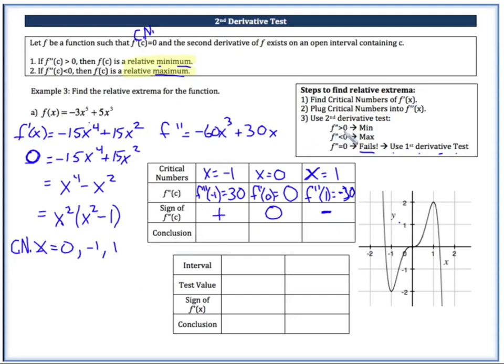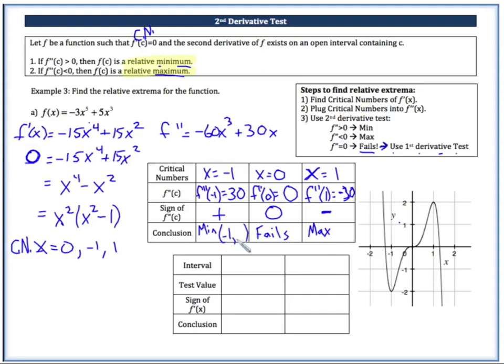It says if f double prime is greater than 0, then it's a minimum. Greater than 0 and positive are the same thing, so this one right here is a minimum value. If it equals 0, this is a fail. So this one fails the second derivative test, and it's going to tell us to use the first derivative test. So let's get to that in a second. And then here, this one is negative, meaning f double prime is less than 0, so we call this a maximum.